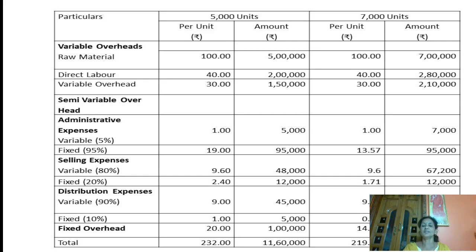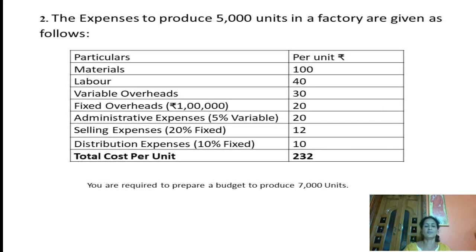When you divide, you will get the unit cost as 13.5 thousand. Here, what it indicates is, as the production increases, the unit cost related to fixed goes on decreasing. Per unit cost decreases when it comes to fixed when the production increases. Next, selling expenses. The amount they have given is 12 rupees.